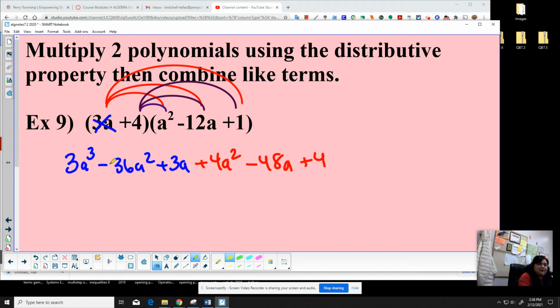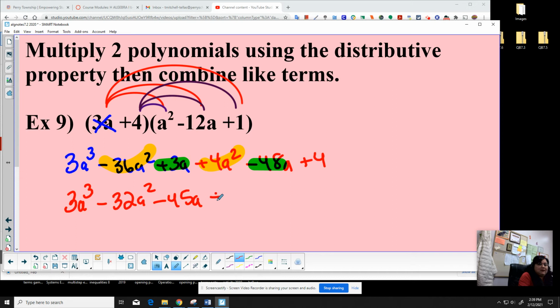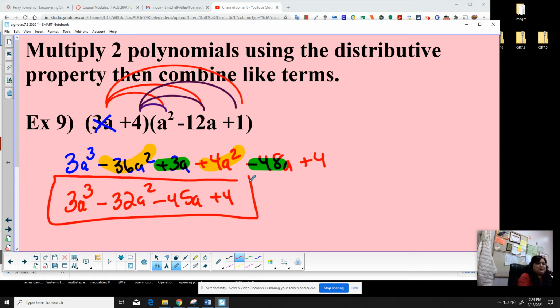Okay, so I am combining the a squareds, and I'm combining the a's. And then the outside two don't have another term to combine with. So I'm now just going to combine and put it in standard form all at once. So this is 3a cubed. Those two go together, and that's minus 32a squared. These two go together, and that's minus 45a. Plus 4 is on its own. This is my answer, and it's in standard form.